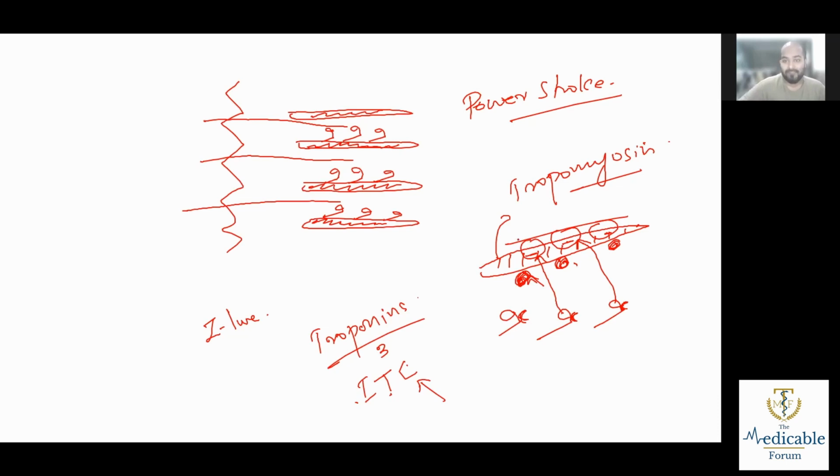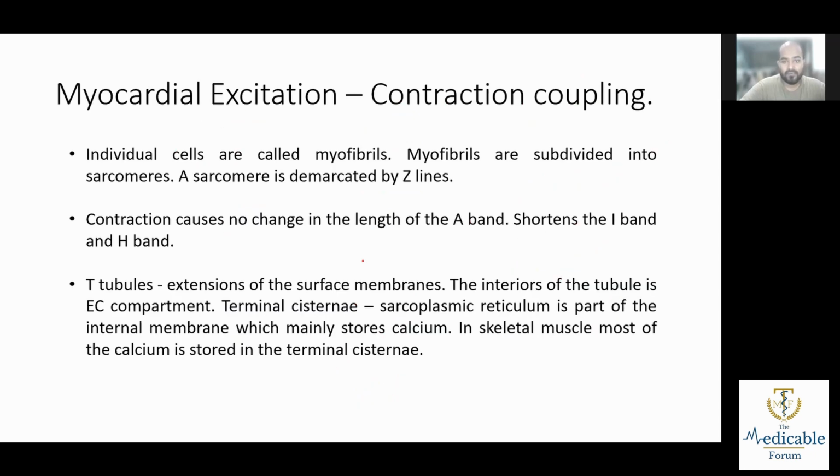So this is the basis of the excitation contraction coupling. The excitation, which is coming through the action potential, is converted into a mechanical event. So they are coupled, and that is why it's called an excitation contraction coupling. So this is what is written. This basically tells you what I've explained previously.